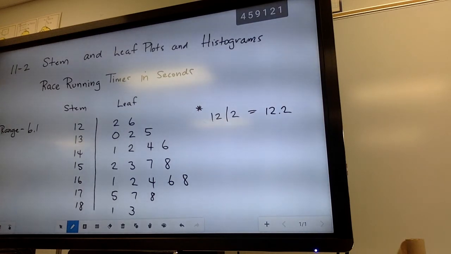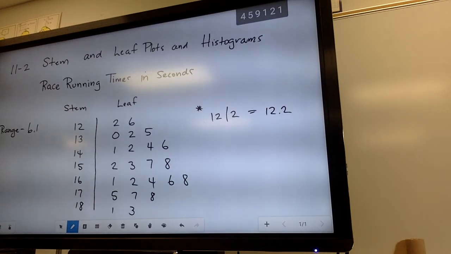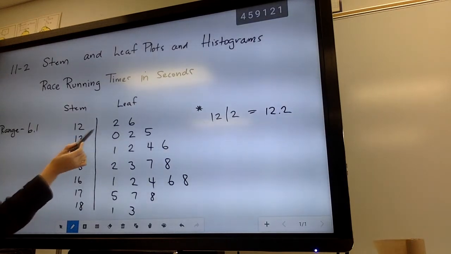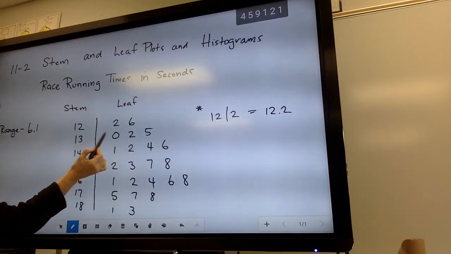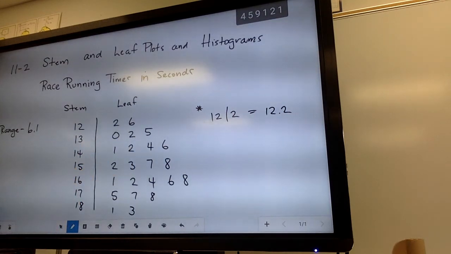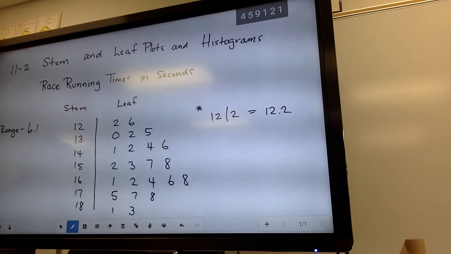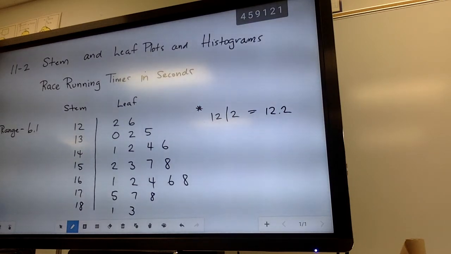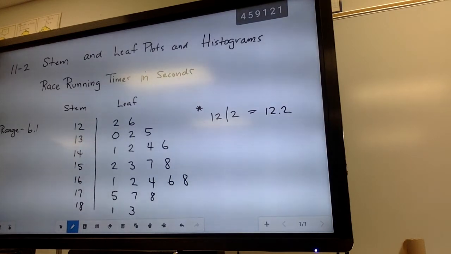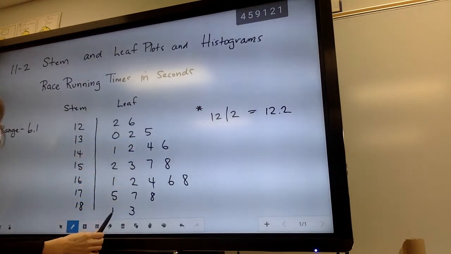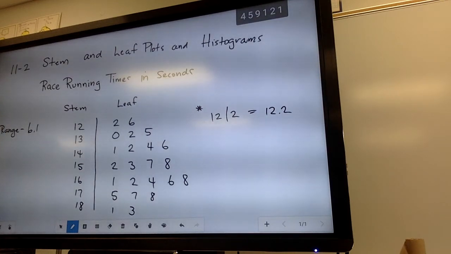Now, could I find a mean value from this? I could. It may take a little bit of time. You'd have to take 12.2 and add it to 12.6 and add it to 13.0 and add it to 13.2 and add it to 13.5. And then, would you know how many pieces of data are on here? No. How would you figure that out? Counting them all. By counting which side? The leaves. You'd count the leaves to know how many to divide by. Okay, so you can still find the mean from a stem and leaf plot.